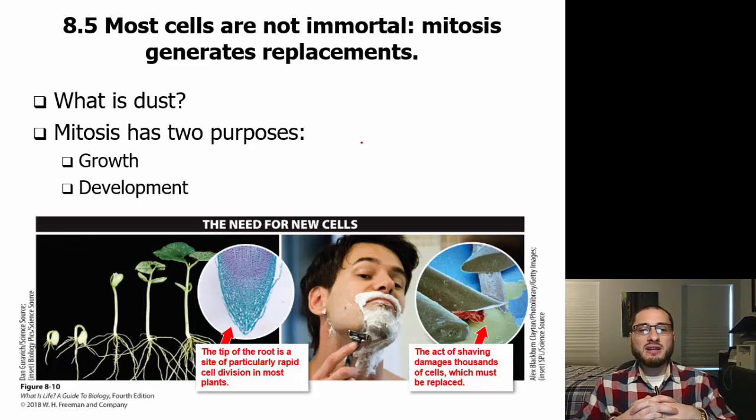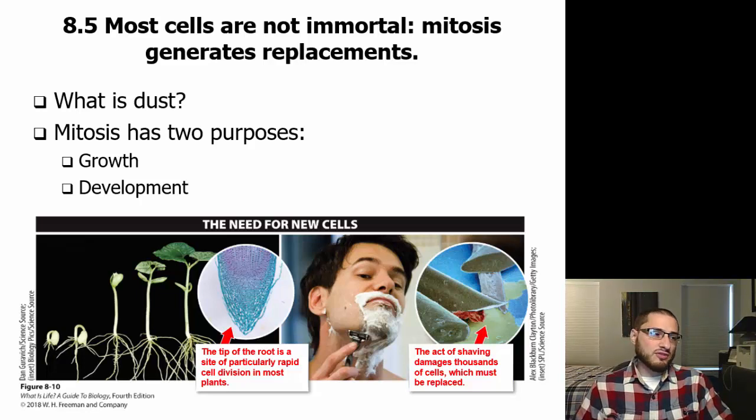So now, what is dust? Well, mitosis has two purposes: growth and development. And we see that mitosis is taking place in the tip of roots, and the act of shaving actually damages thousands of cells, which must be replaced. Well, how does that occur? It happens through mitosis. So what is dust? Well, some 90% of dust is just dead skin cells. So you look at dust in your house, you think, oh, it must be dirt, there's stuff in the air. It's really your dead skin cells.